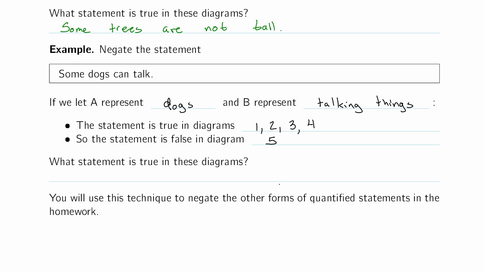That diagram where nothing overlaps, that's the negative universal, right? The negation of some dogs can talk is no dogs can talk. So whenever you're trying to negate a quantified statement, this is the technique to use to figure out what to do, if it's not immediately intuitively obvious. Look at the 5 possible diagrams, see which ones make the given statement true, then the negation is the statement that is true in the rest of the diagrams.